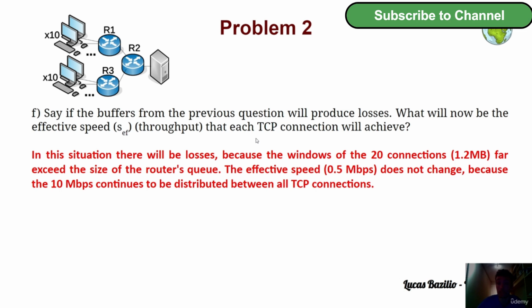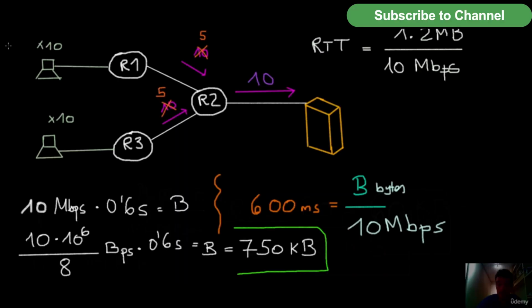Now, what about the effective speed in this case? Well, here the effective speed remains the same. Because the 10 megabits per second continues to be transmitting in this router 2, and so since we have 20 connections in total, 20 PCs, 20 TCP connections, we only need to divide this speed by 20, and this gives us 0.5 megabits per second.